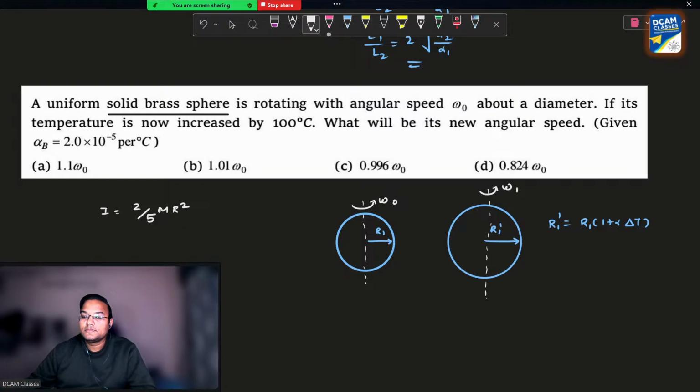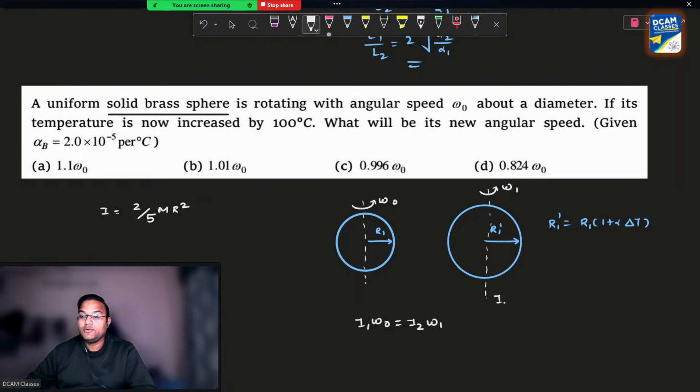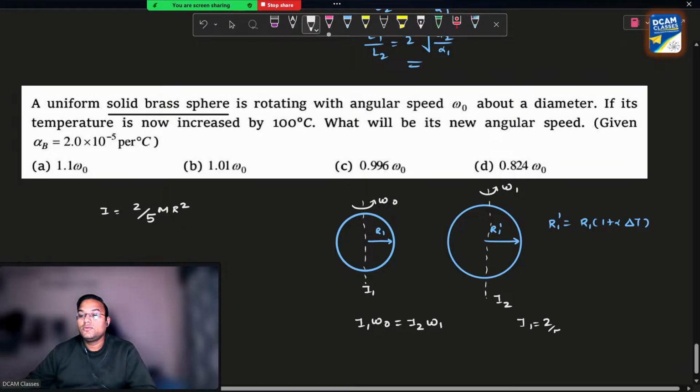Understood? Since there is no external torque acting on the system, the angular momentum will be conserved. I1 omega naught will be equal to I2 omega 1. I1 is the moment of inertia in this case, I2 is the moment of inertia in this case. I1 is equal to 2 by 5 m r1 square. I2 is equal to 2 by 5 m r1 dash square.